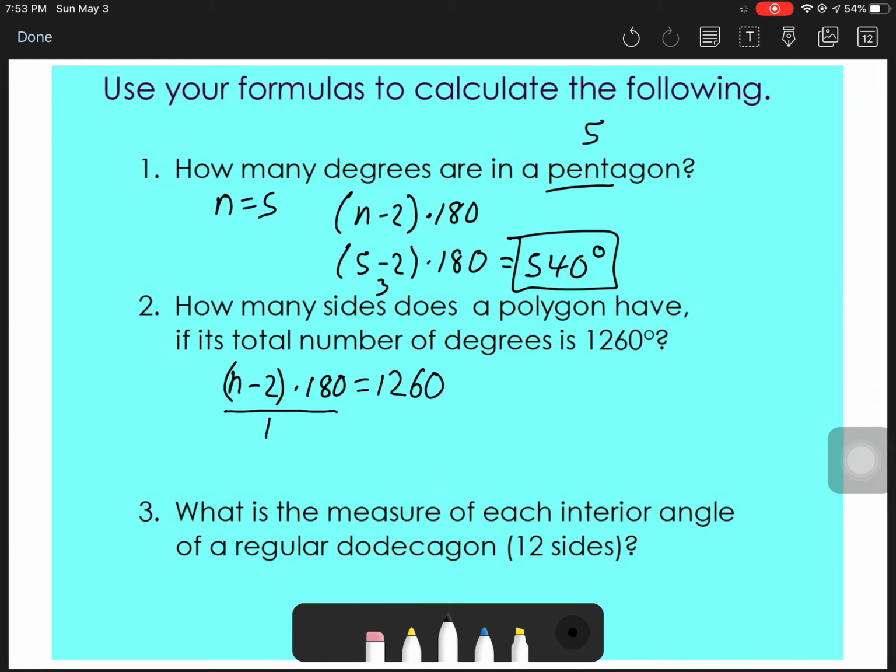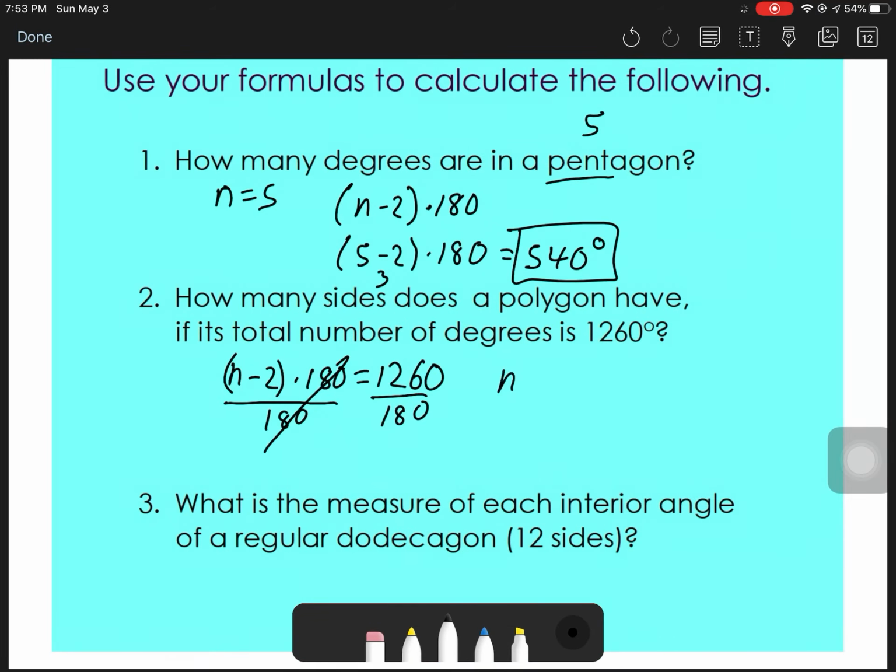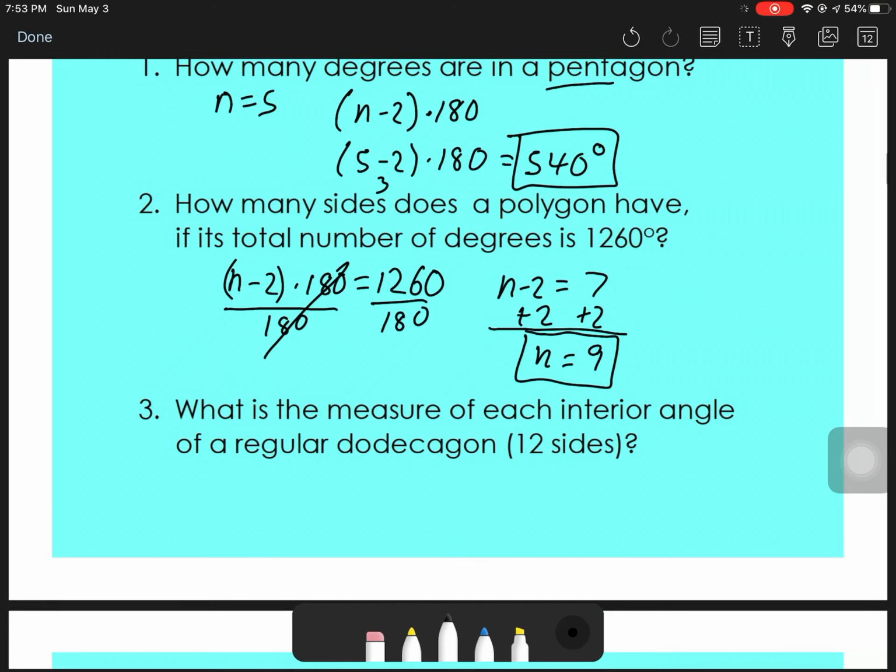The first thing is, let's get rid of this 180. We could distribute, it works that way too. But if you take 1260 divided by 180, I want to say this is 9. Excuse me, 7. Don't know where I got 9. So we get n minus 2 equals 7. That's what this reduces to on the right side. We add 2 to both sides. N equals 9. That's where I got the 9 from. I should technically put 9 sides, so it's a 9-sided figure.